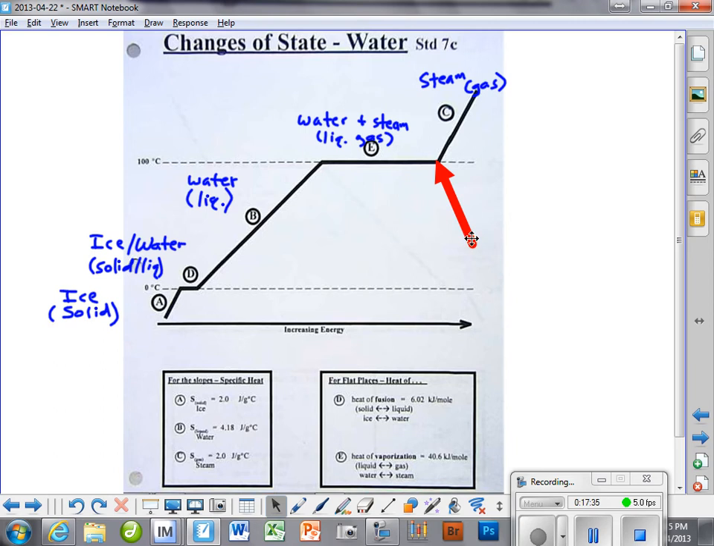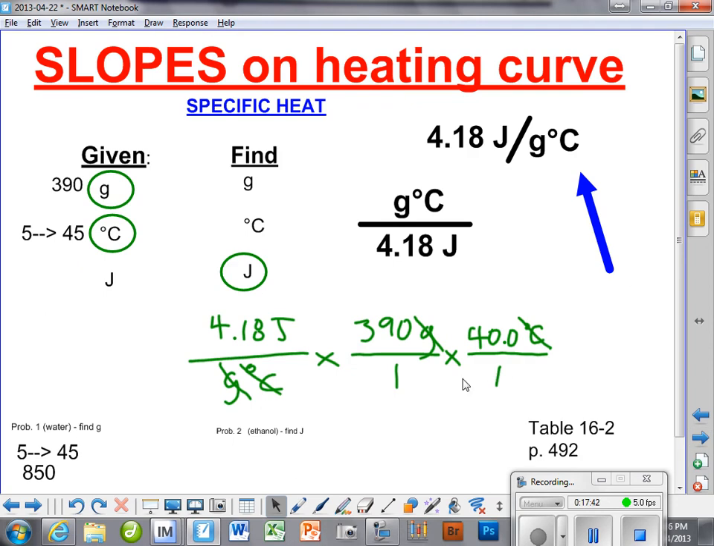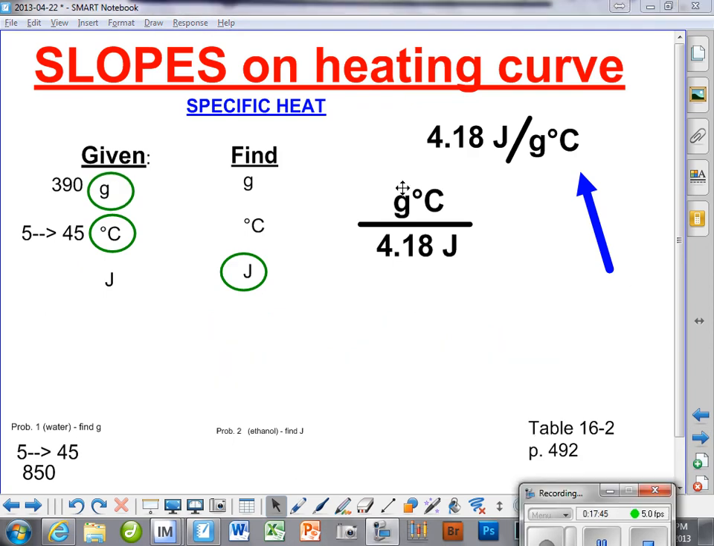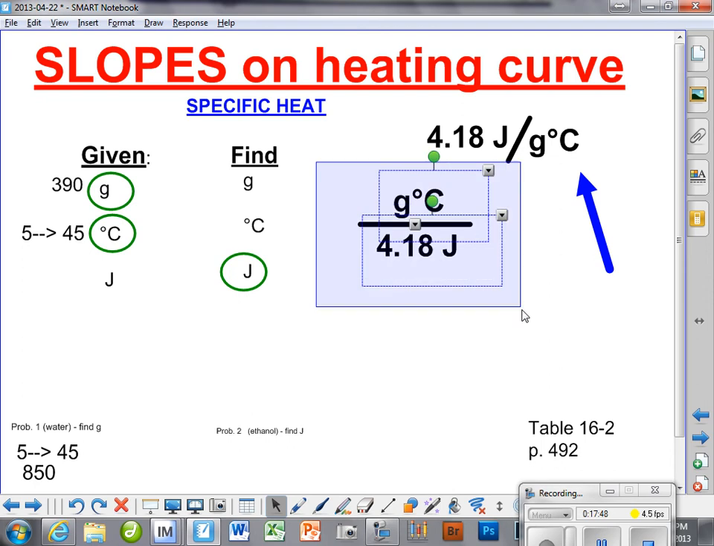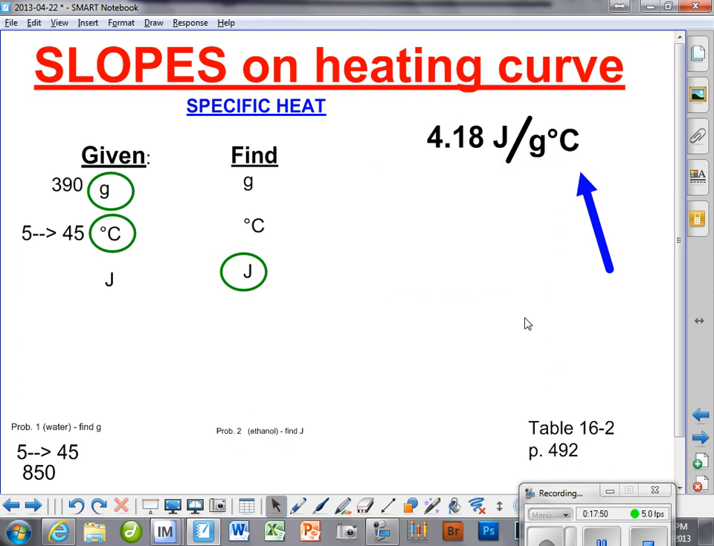Paper to charcoal, that's what happens when we burn, isn't it? Okay, so I'm going to do an example with you here. When we have a situation with specific heat, we're talking about this guy right up here. When you see this in a data table, if you'll turn to page 492 in your textbook, table 16.2, page 492, I'll go there as well, and you're going to see a table of specific heats.